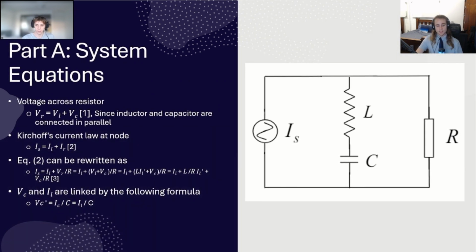The case study uses system equations. The system equations used are the voltage across the resistor is the sum of the voltage across the inductor and the capacitor, since they're connected in parallel. Using Kirchhoff's law at the node, we can express the current from the source as the sum of the current through the inductor and the current through the resistor. This can be rewritten to show the relationship between the source current and the voltages across the components, leading up to the second order differential equations necessary for further analysis.